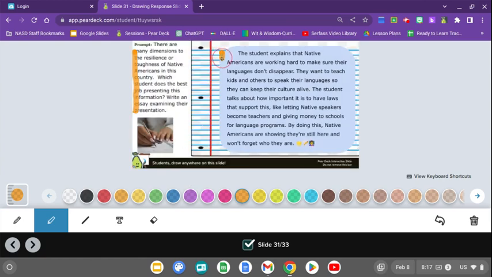The student explains that Native Americans are working hard to make sure their languages don't disappear. They want to teach kids and others to speak their languages so they can keep their culture alive. The student talks about how important it is to have laws that support this, like letting native speakers become teachers and giving their money. Yeah, sure, buddy. Give me a second.